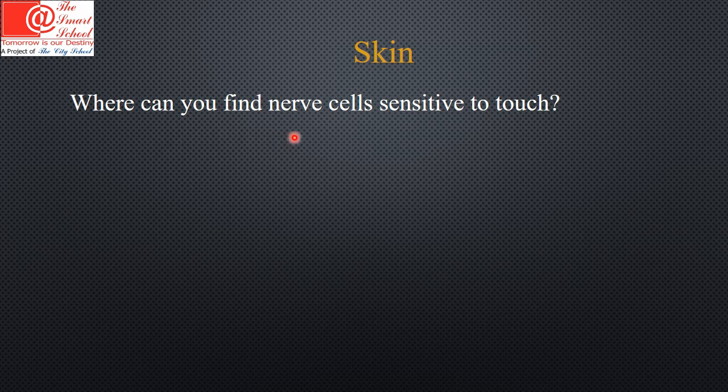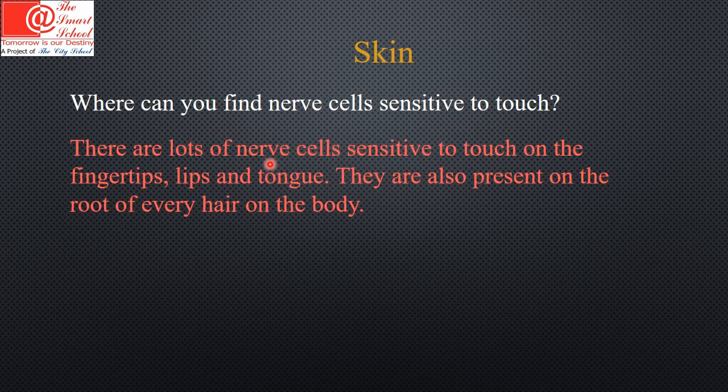Where can you find nerve cells sensitive to touch? There are lots of nerve cells sensitive to touch on the fingertips, lips, and tongue. Although nerve cells that are sensitive to touch are present on all parts of our body, these three areas are more sensitive to touch compared to the other parts. Other than these three areas, on the roots of all the hair on the body, there are nerve cells that are sensitive to touch.